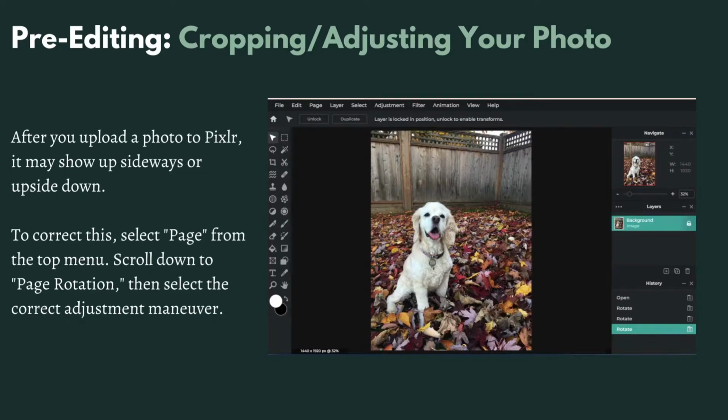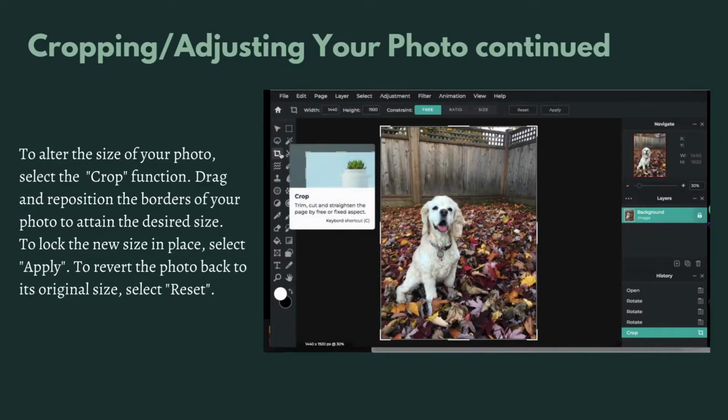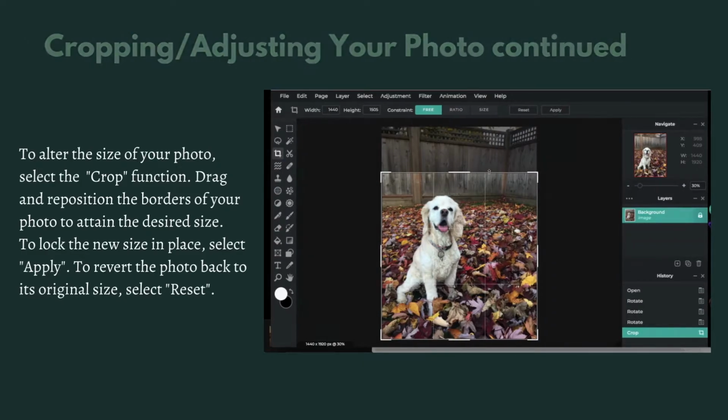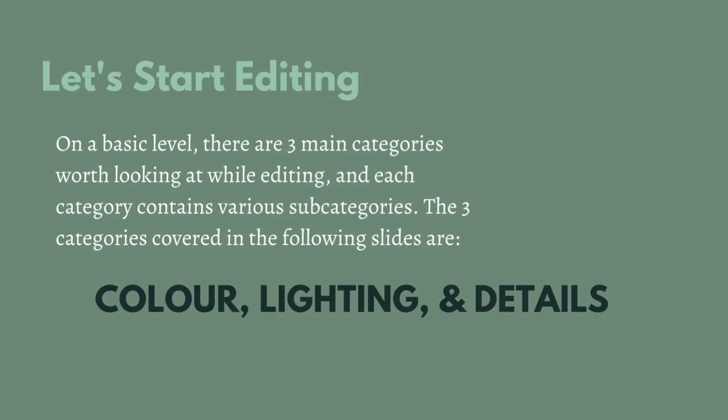correct adjustment maneuver. To adjust the size of your photo, select the Crop function. Drag and reposition the borders of your photo to attain the desired size. To lock the new size in place, select Apply. To revert the photo back to its original size, select Reset. After we've adjusted and cropped our image, we can now start editing.